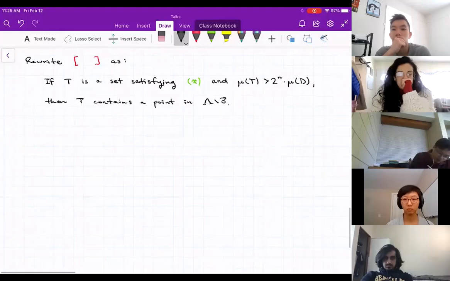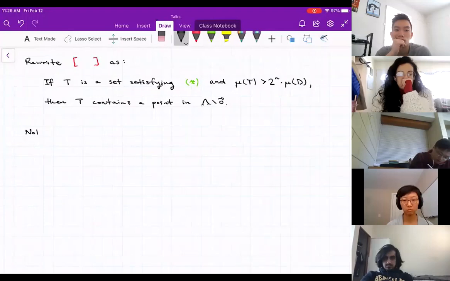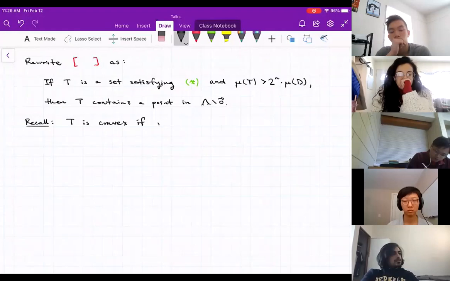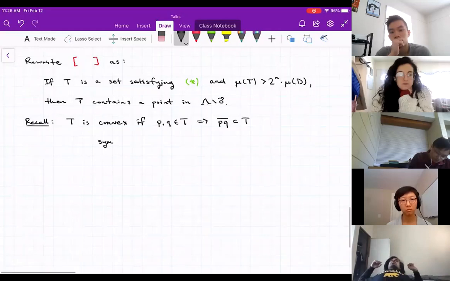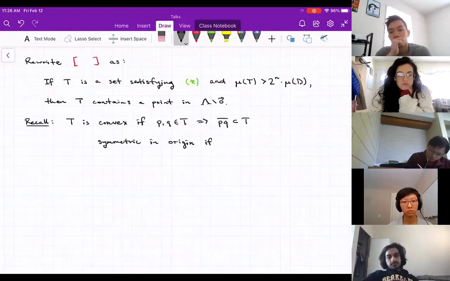Okay, so now we can state Minkowski's theorem. Or just recall: T is convex if P and Q in T implies that the line spanned by these two points is contained in T, and it's symmetric in the origin if for any P in T, negative P, minus P, is also in T.